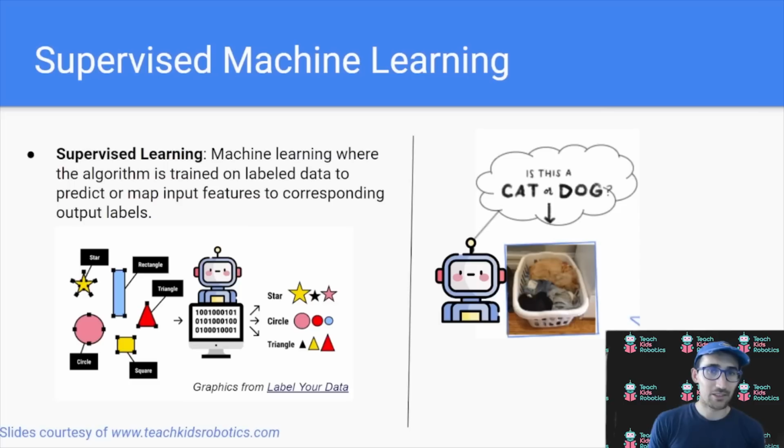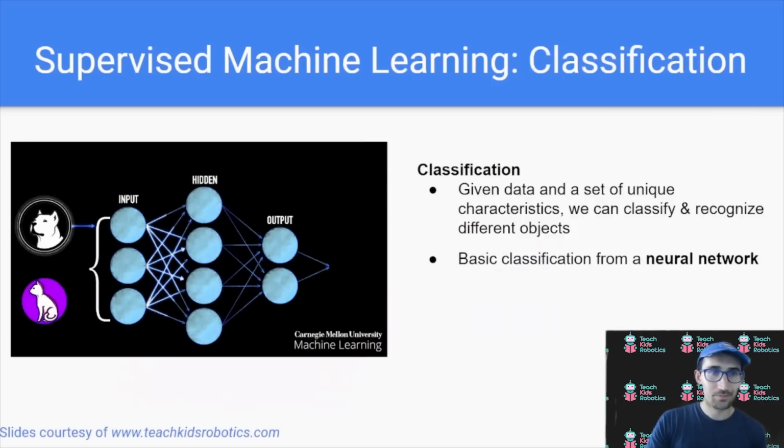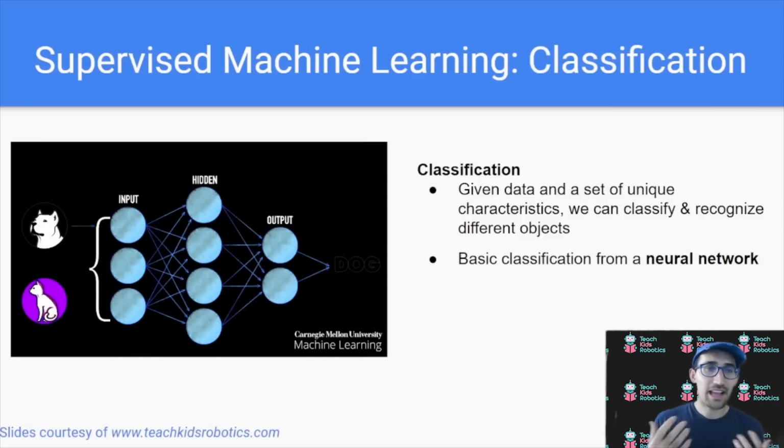Similarly, you can consider the question, is something a picture of a cat or a picture of a dog? This takes the input, which is the image, and an output, which is the label, being cat or dog. So, asking and answering that specific question relates to a topic known as classification. Given data and a set of unique characteristics, we want to classify and recognize different objects.